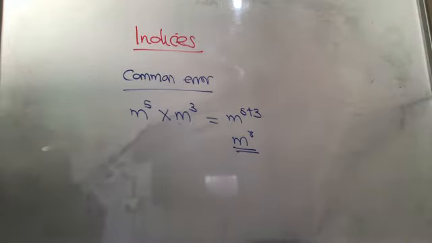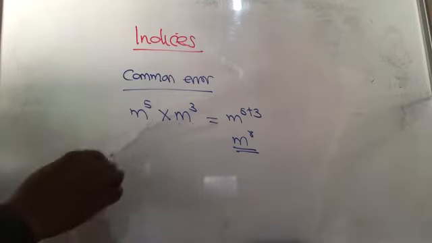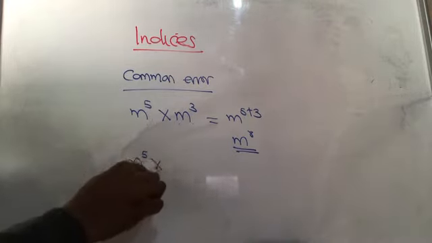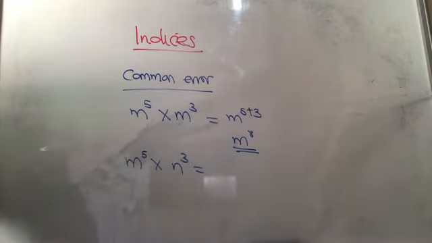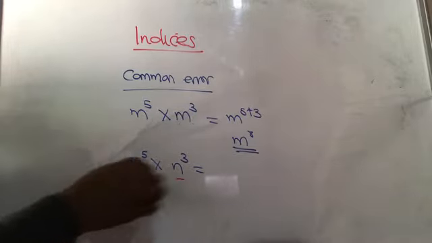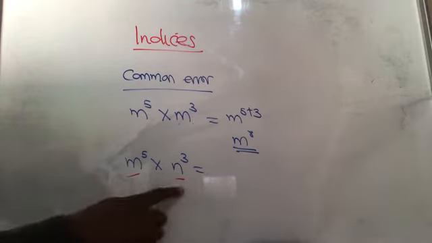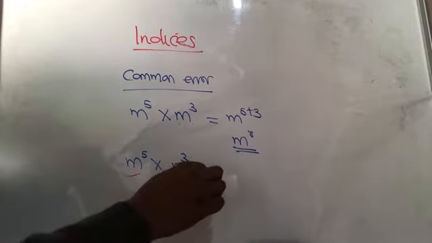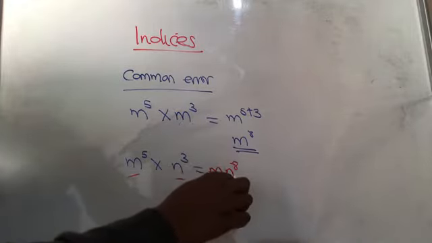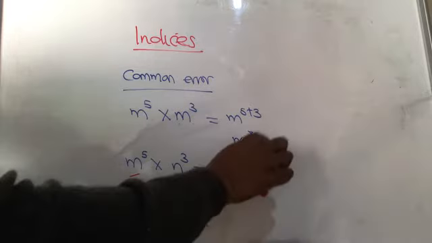Now, a lot of students misunderstand the concept by saying m to the power of 5 multiplied by maybe n to the power of 3. And because they haven't noticed that the base has changed, as long as the base is not the same, law number 1 cannot be applied. It can only be applicable when the bases are the same. So the answer here cannot be mn to the power of 8. No, this is not correct, but this is correct.